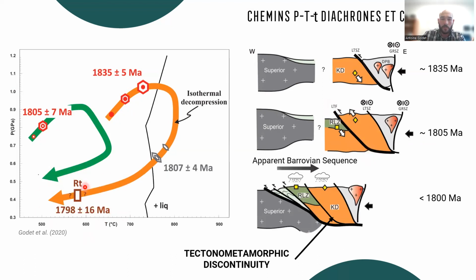And finally, we have rutile that we interpret as the cooling of the system. And everything was exhumed together alongside the development of the fold and thrust belt in the Labrador Trough. So again, just because in the field we have an apparent Barrovian sequence doesn't mean it's a true Barrovian sequence. Actually, it is separated by a true tectonometamorphic discontinuity.